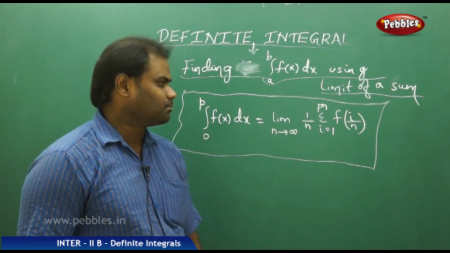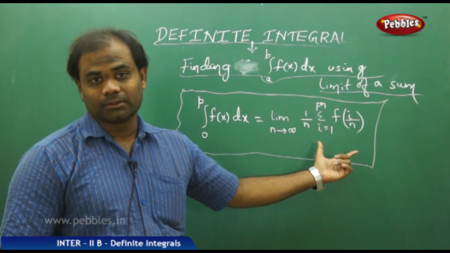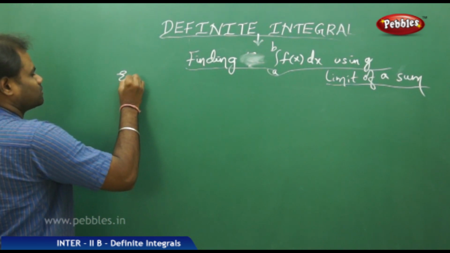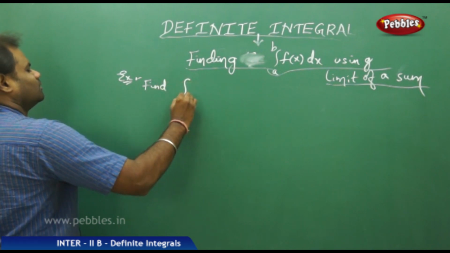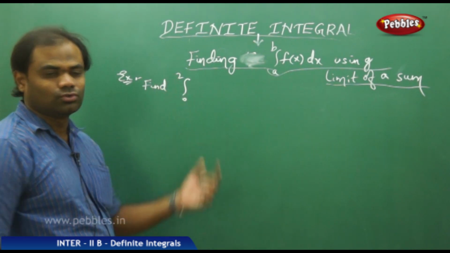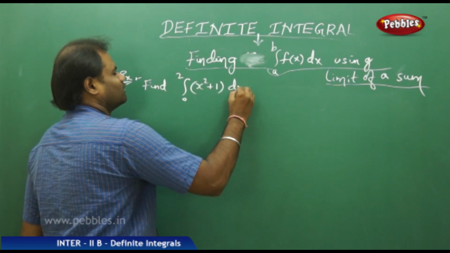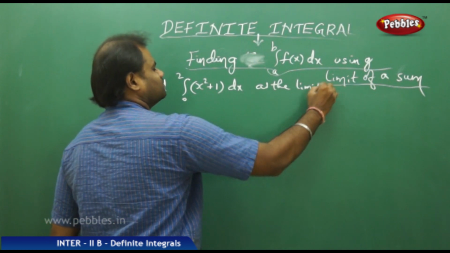So let's see some example problems through which we understand this formula better. Now let's take an example problem where I need to find the integral from 0 to 2 of x squared plus 1 dx as the limit of a sum.